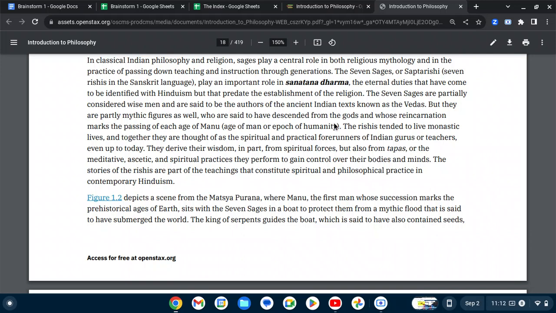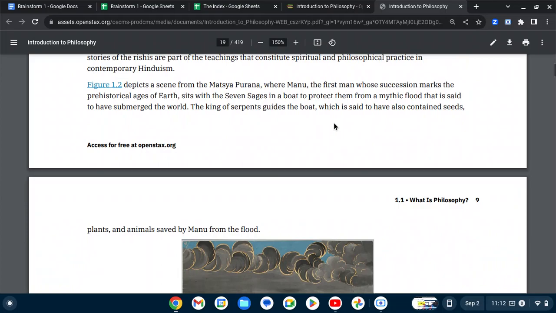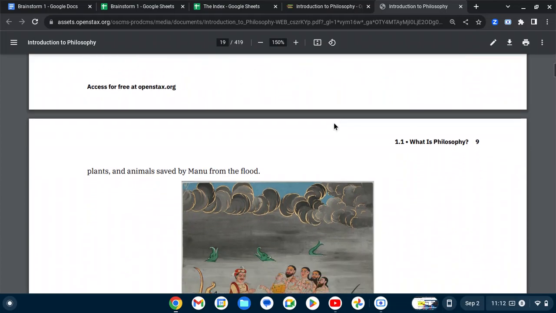Figure 1.2 depicts a scene from the Matsya Purana, where Manu, the first man whose succession marks prehistorical ages of Earth, sits with the seven sages in a boat to protect them from a mythic flood that is said to have submerged the world. The king of serpents guides the boat, which is said to have contained seeds, plants, and animals saved by Manu from the flood.